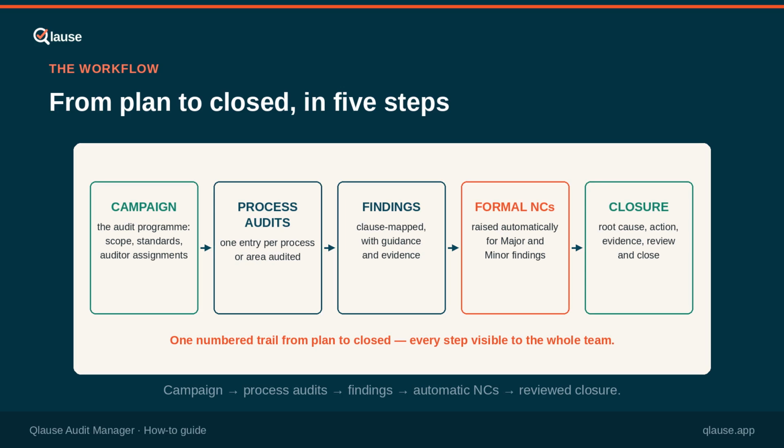Here's the shape of that trail. A campaign holds the plan, the scope, the objectives, the standards, and who audits which process. Inside it, each auditor logs process audits, one entry per process or area. Findings hang off each process audit, mapped to the clause they breach. Any finding graded major or minor automatically raises a formal NC with its own number and a 60-day due date. And each NC is then worked to closure. Root cause, action, evidence, review, close. Keep this picture in mind. Every screen you'll see is just one box of it.